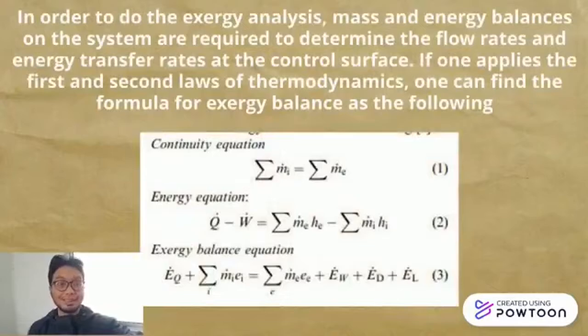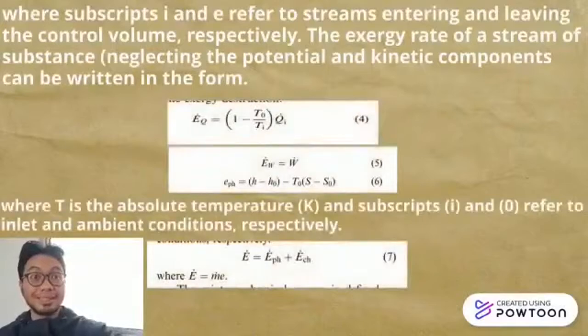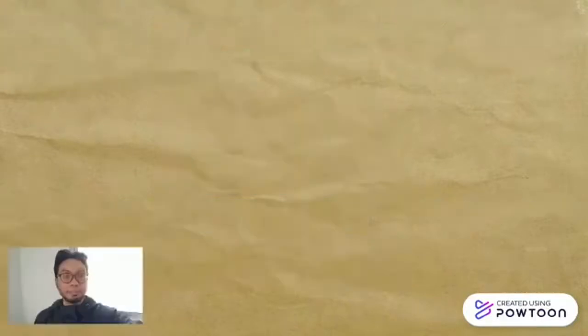In order to do the exergy analysis, mass and energy balances on the system are required to determine the flow rates and energy transfer rates at the control surface, where subscripts i and e refer to streams entering and leaving the control volume respectively. The exergy rate of a stream of substance, neglecting the potential and kinetic components, can be written in the form below.